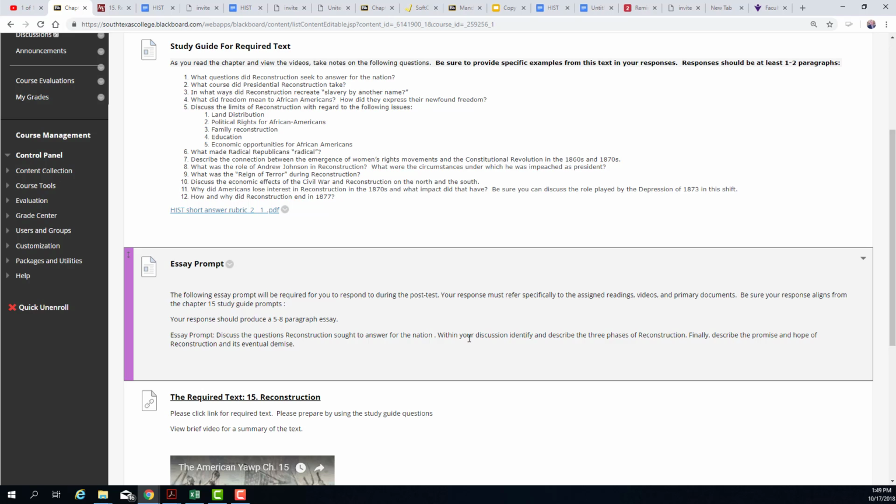Make sure that this is addressed here. Within your discussion, identify and describe the 3 phases of Reconstruction. Finally, describe the promise and hope of Reconstruction and its eventual demise. Now, to prepare for this one, you're going to, first and foremost, take notes. Get as many examples as you can as you're going through the reading to help you respond to that. I highly suggest hand writing that essay prompt out in your notebook so it helps get it into your mind a little bit more. So as you come across information in the text or in a video that says, here is a question that was sought to be answered, or here are some questions people living at that time were grappling with or dealing with.